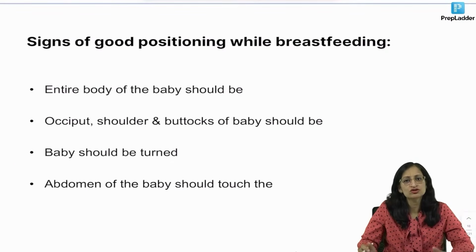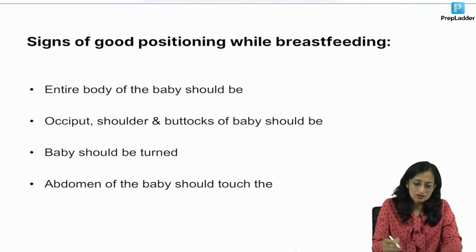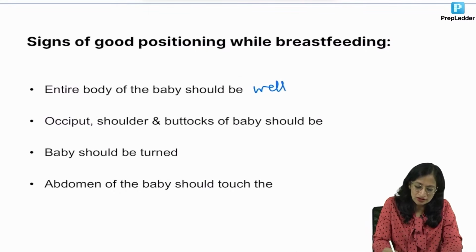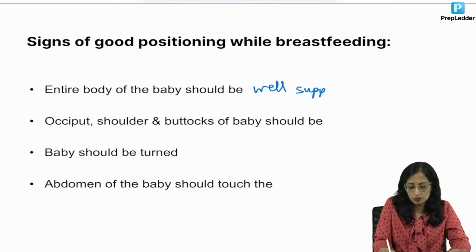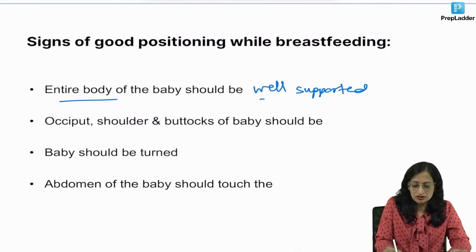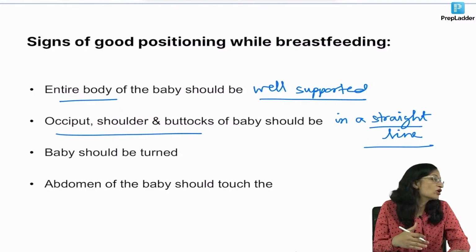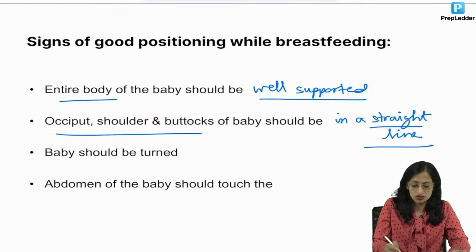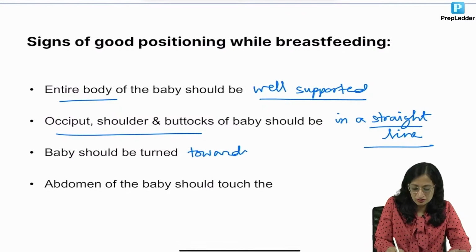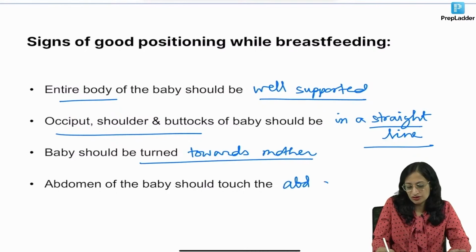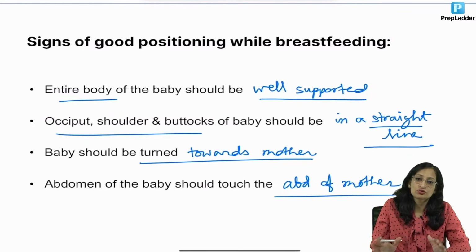What are the signs of good positioning while breastfeeding? So the entire body of the baby should be well supported, not just the head. The occiput, shoulder and buttocks of the baby should be in a straight line. Okay. So the posture should be proper. The baby should be turned towards the mother, not just the head. The entire body of the baby should be turned towards the mother, okay? And abdomen of the baby should touch the abdomen of mother. So the baby should be closely held by the mother, okay? So these are the signs of good positioning while breastfeeding.